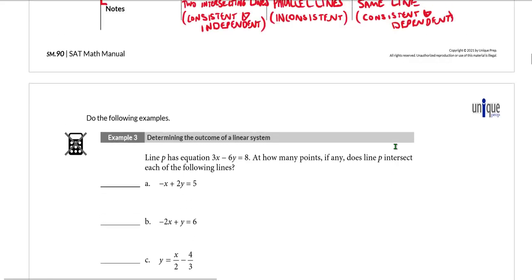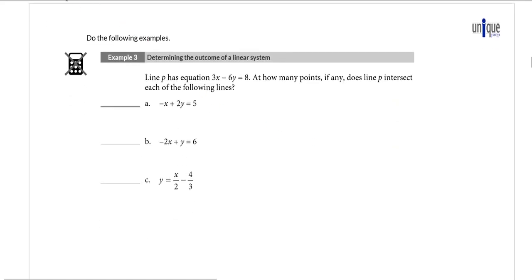On the next page, we are going to put this into practice. In example 3, we are given line P that has this standard form equation. Again, that's ax plus by equals c. And we need to know how many points of intersection there are between line P and the 3 lines that we were given down here in examples 3a, 3b, and 3c.